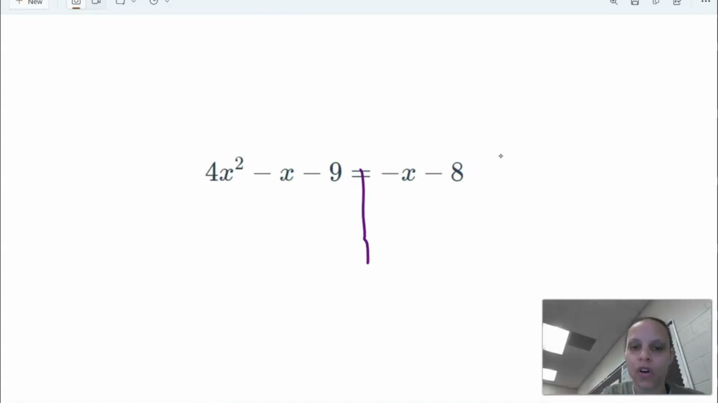All right, so first of all, I need everything equals 0. So I need everything to go to the other side. So I'm going to take this to the other side. It's going to change from -x to +x. I'm going to take this to the other side. It's going to change from -8 to +8.